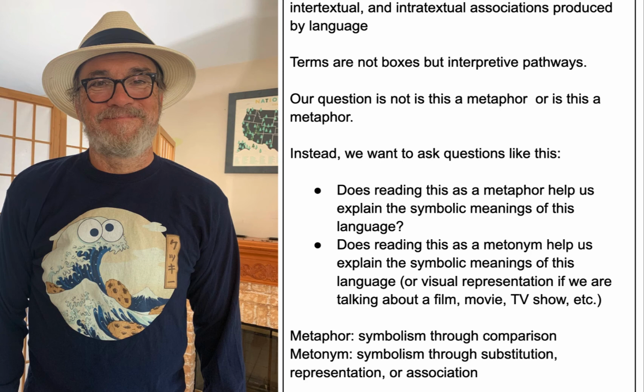It symbolically substitutes for him. It's a representation of him. We associate the Cookie Monster with him because we've seen him wearing this t-shirt, and we've heard him talking about the Cookie Monster in class. So the Cookie Monster can be read as a metonym for Jim, a symbolic substitute, representation, or association, but it can also be read as a metaphor, something we can compare to Jim and his love of symbolic language.